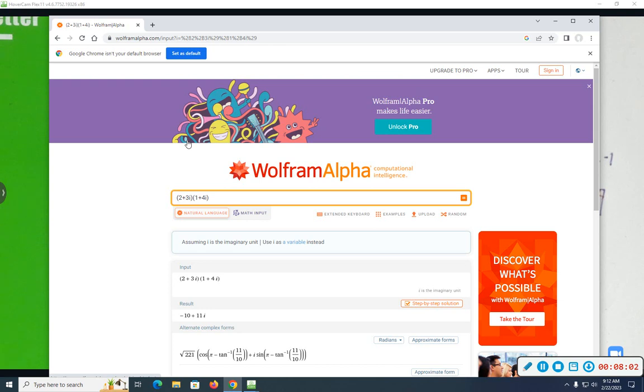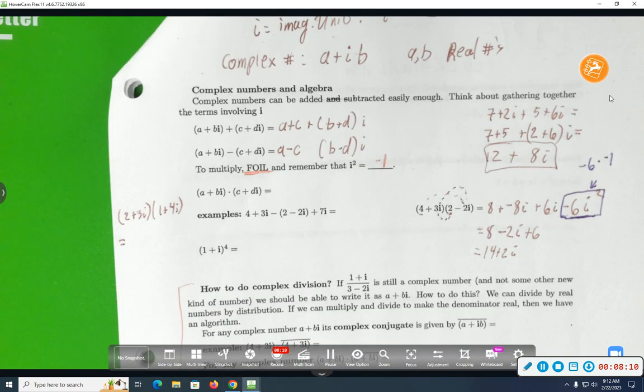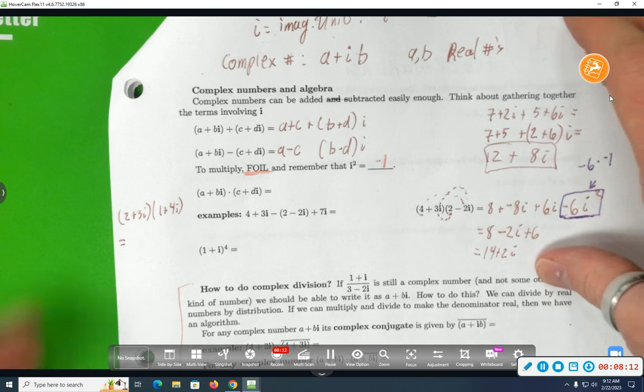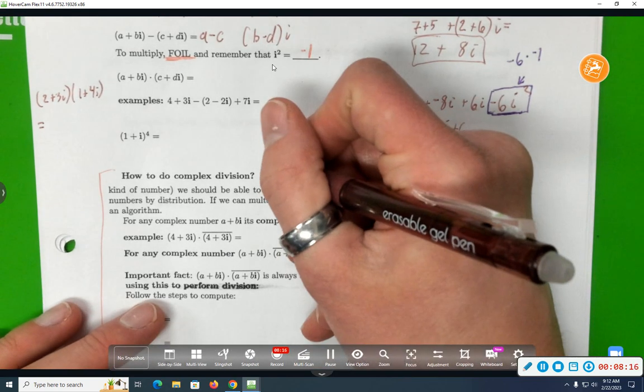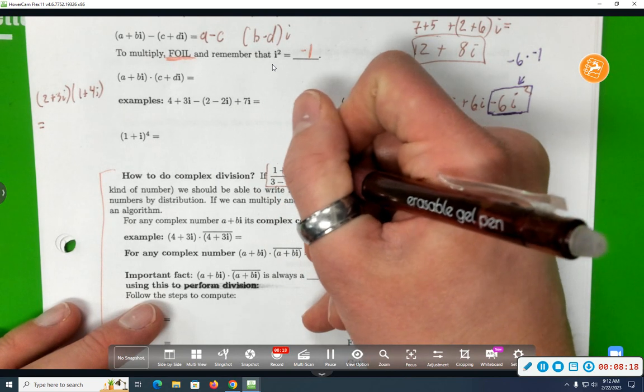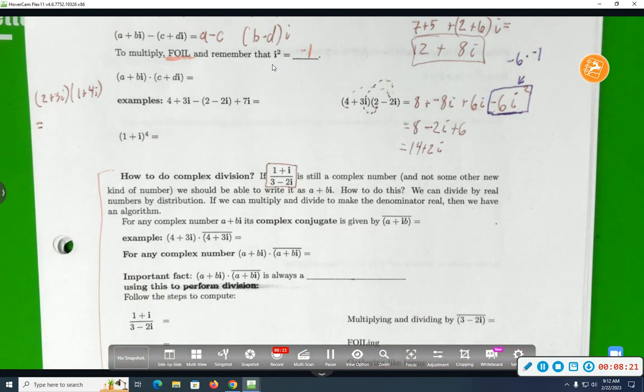Nice. So, we know how to add. You just add term-wise. We know how to multiply. You have to FOIL. Division. Let's talk about how to divide. So, how to do complex division. So here's the idea. Here's something that would be nice to be able to compute. 1 plus i divided by 3 minus 2i.